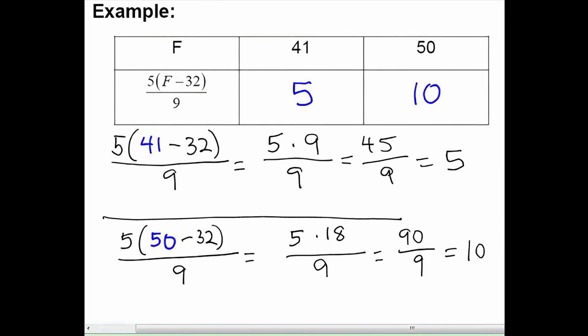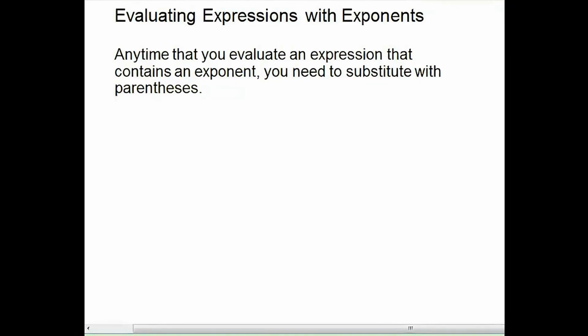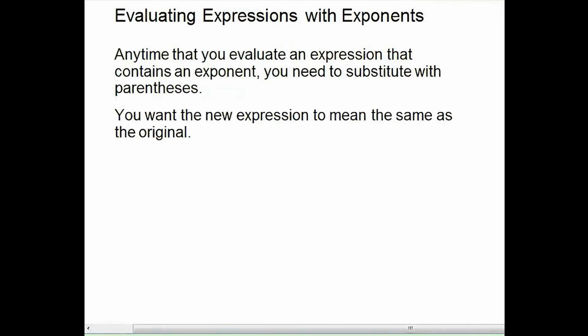So just a different way to see and evaluate the question. Evaluating expressions with exponents. Anytime that you evaluate an expression that contains an exponent, you need to substitute with parentheses. You want the new expression to mean the same as the original.